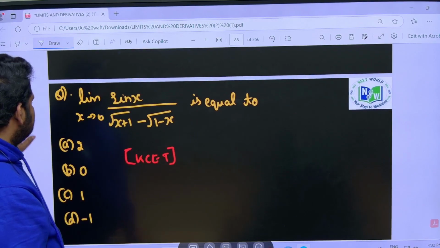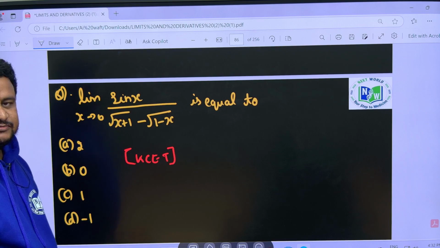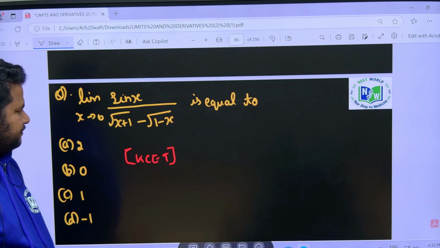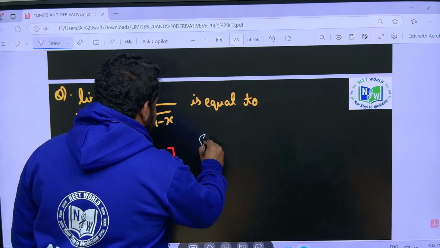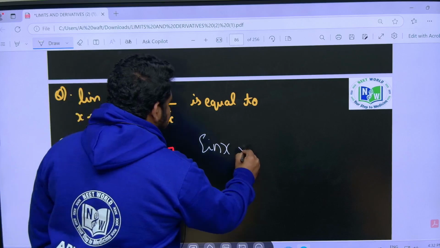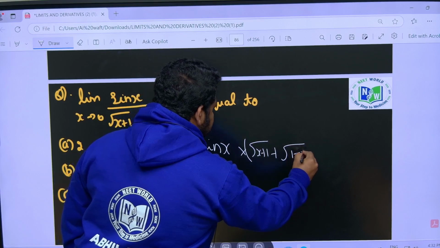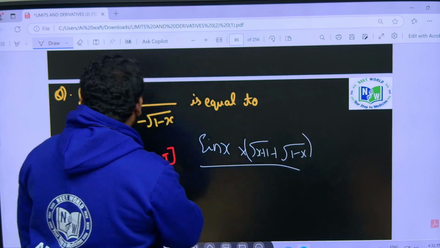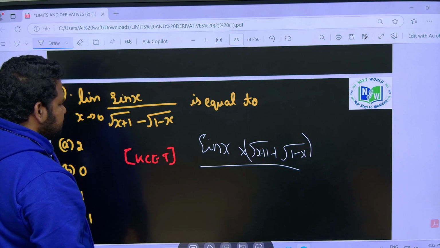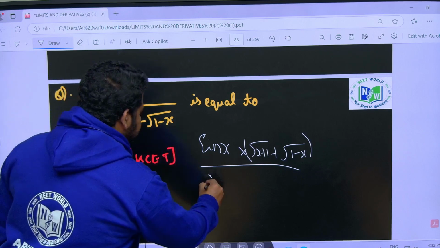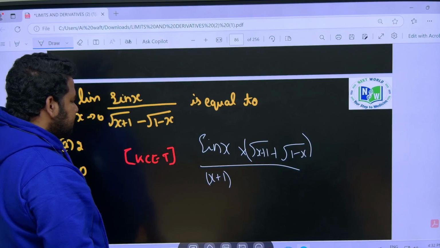This question: limit of sin x by square root of x plus 1 minus square root of 1 minus x. I have always told you, whenever we see a square root, we have to rationalize. I hope now it is clear to you when you should rationalize. So this will be root of x plus 1 plus root of 1 minus x, divided by root of x plus 1 minus root of 1 minus x into root of x plus 1 plus root of 1 minus x. So this will become x plus 1, a plus b whole square minus... that is, a plus b into a minus b is what?